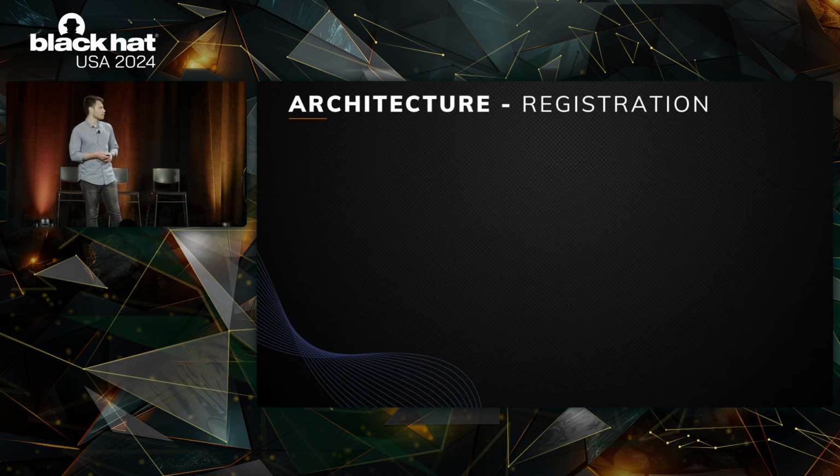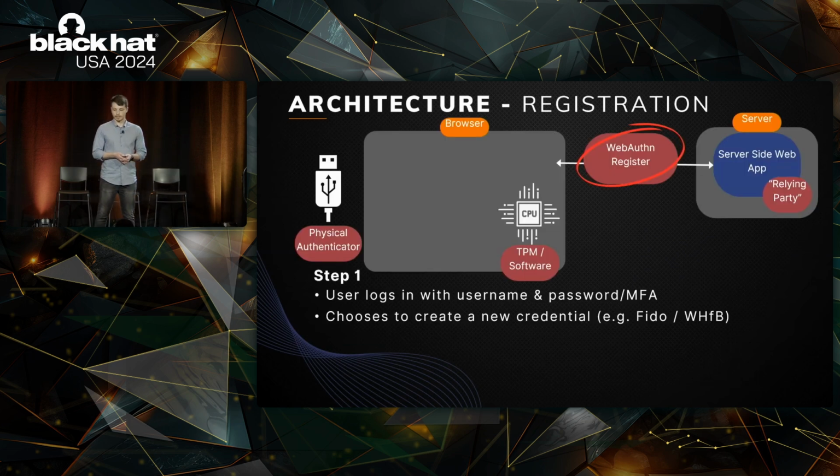And this is how it goes for FIDO registration. So first of all, you have to log in with username or password, and this might be the equivalent of joining or registering your device to Entra for Windows Hello for Business. And then you will choose to create a new credential, for example, a FIDO key if you plug that physical authenticator to your device, or if you just want to enroll to WHfB.